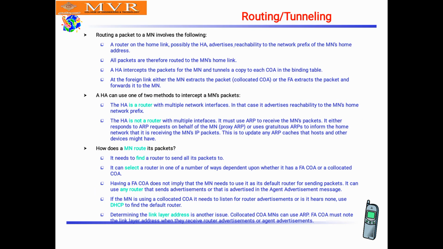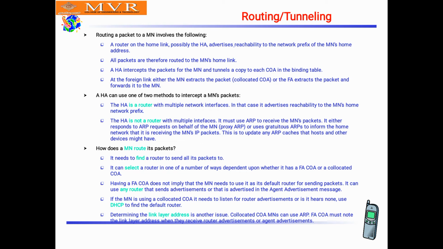Routing and tunneling. Routing a packet to a mobile node involves the following: a router on the home link, possibly the HA, advertises reachability to the network prefix of the mobile node's home address. All the packets are therefore routed to the mobile node's home link, and the home agent tunnels the packets for the mobile node to its care-of address. On the foreign link, the mobile node extracts the packets. A home agent can use one of two methods to intercept the mobile node's packets, depending on whether the home agent is a router or the home agent is not a router.